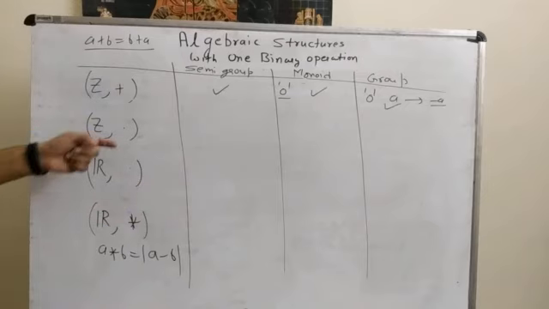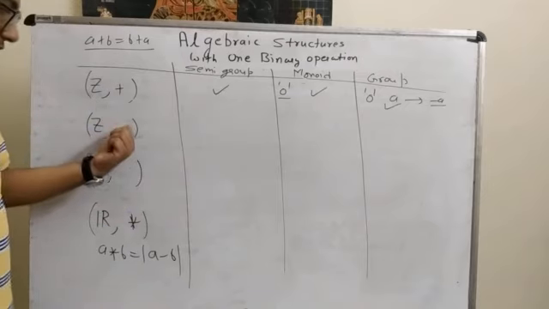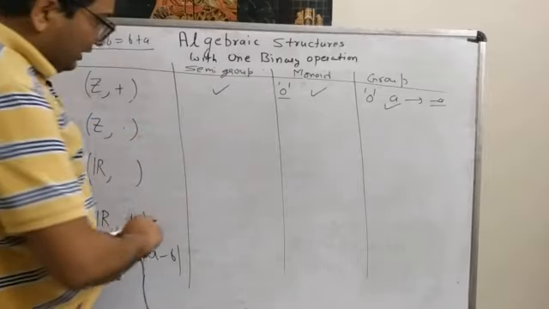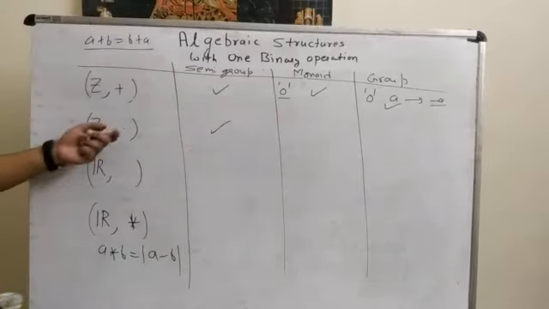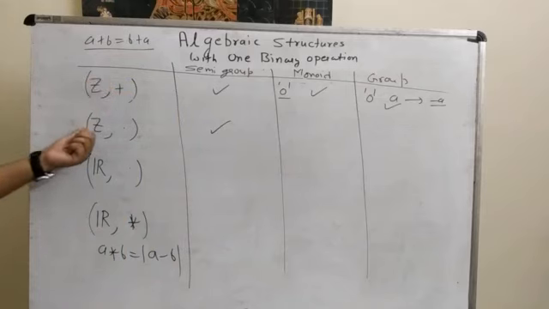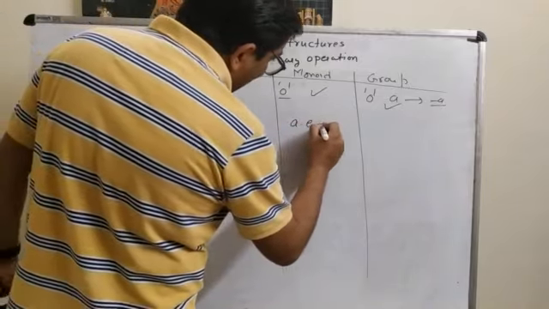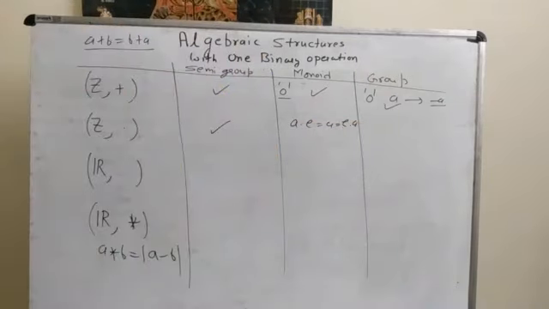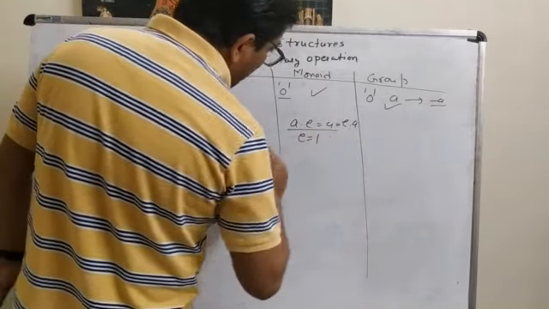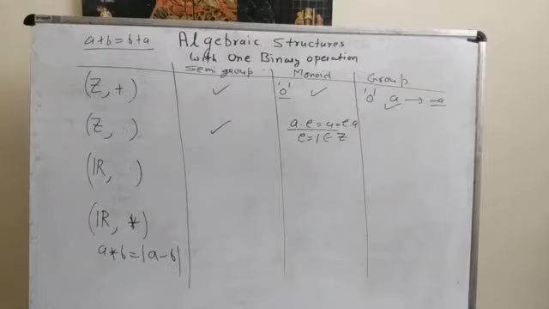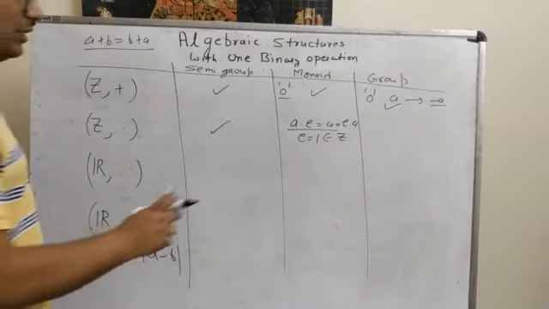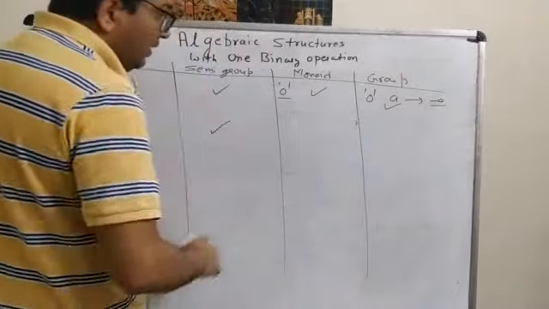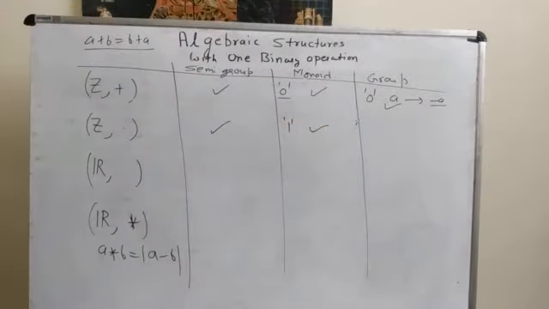Now let us come to (Z, dot). Here dot is the usual multiplication. So again it is a semigroup, very clear. The reason being multiplication is closed under the set of integers, and multiplication is associative in nature also. Now for the identity element, we have to solve the equation, where dot is the usual multiplication. If we solve this equation, we find e is equal to 1, and we know that 1 belongs to the set of integers. So the identity element exists. So this algebraic structure is a monoid also.